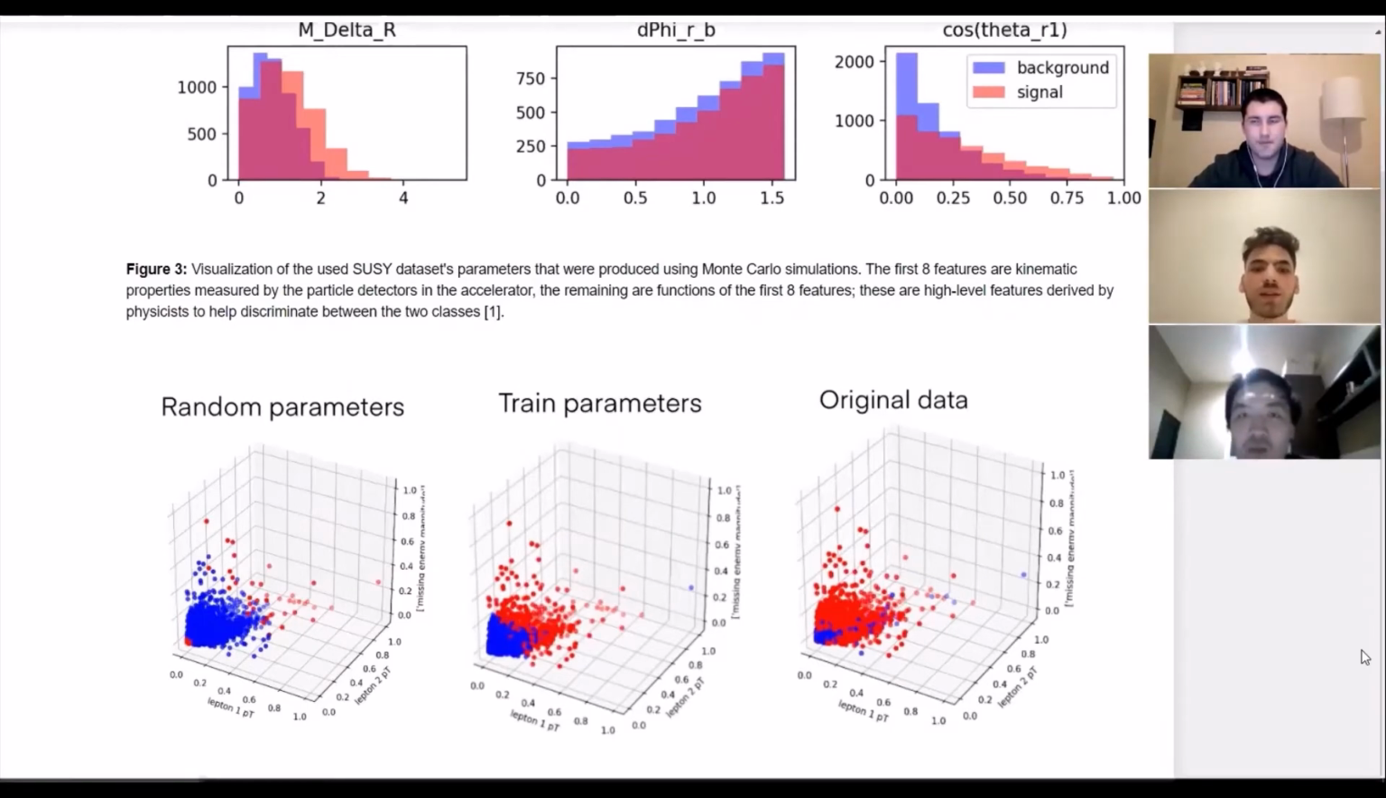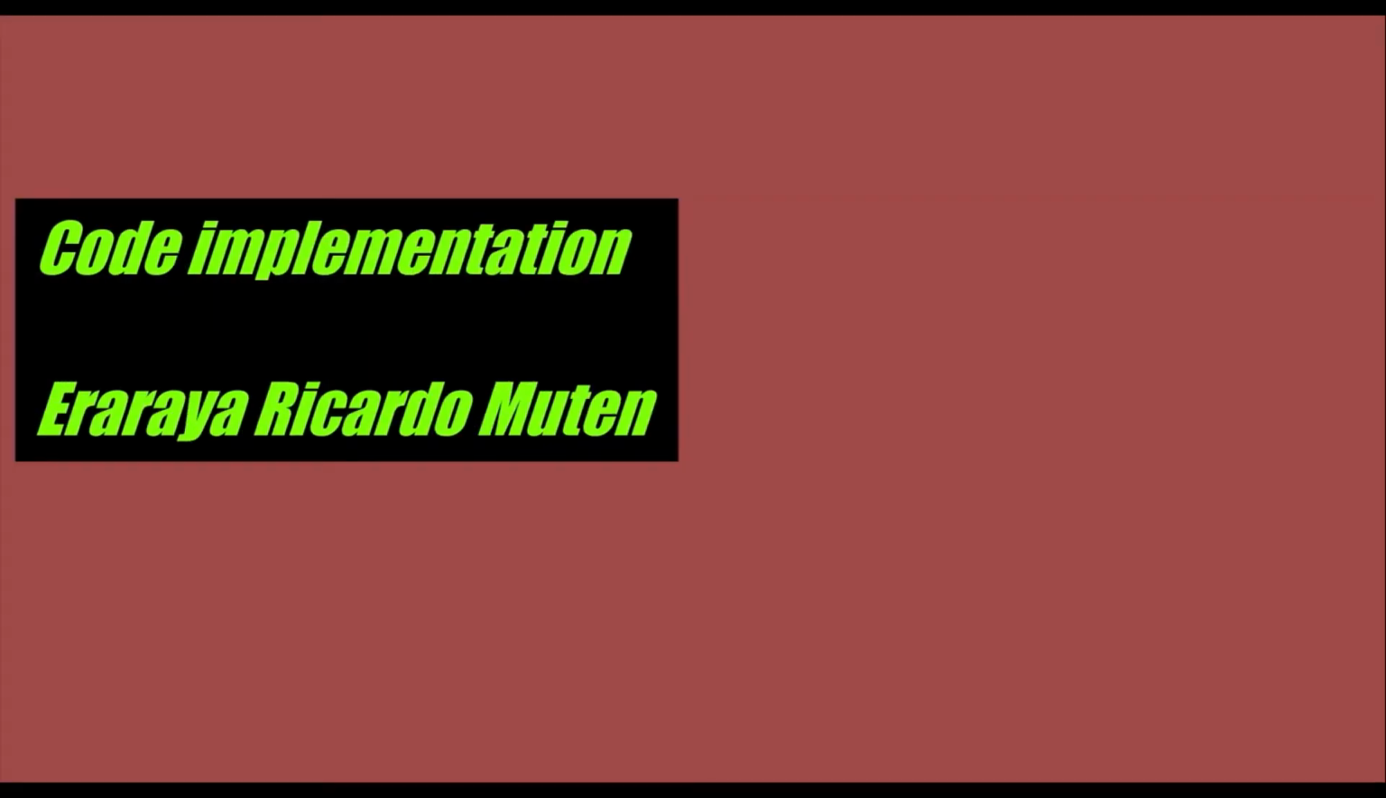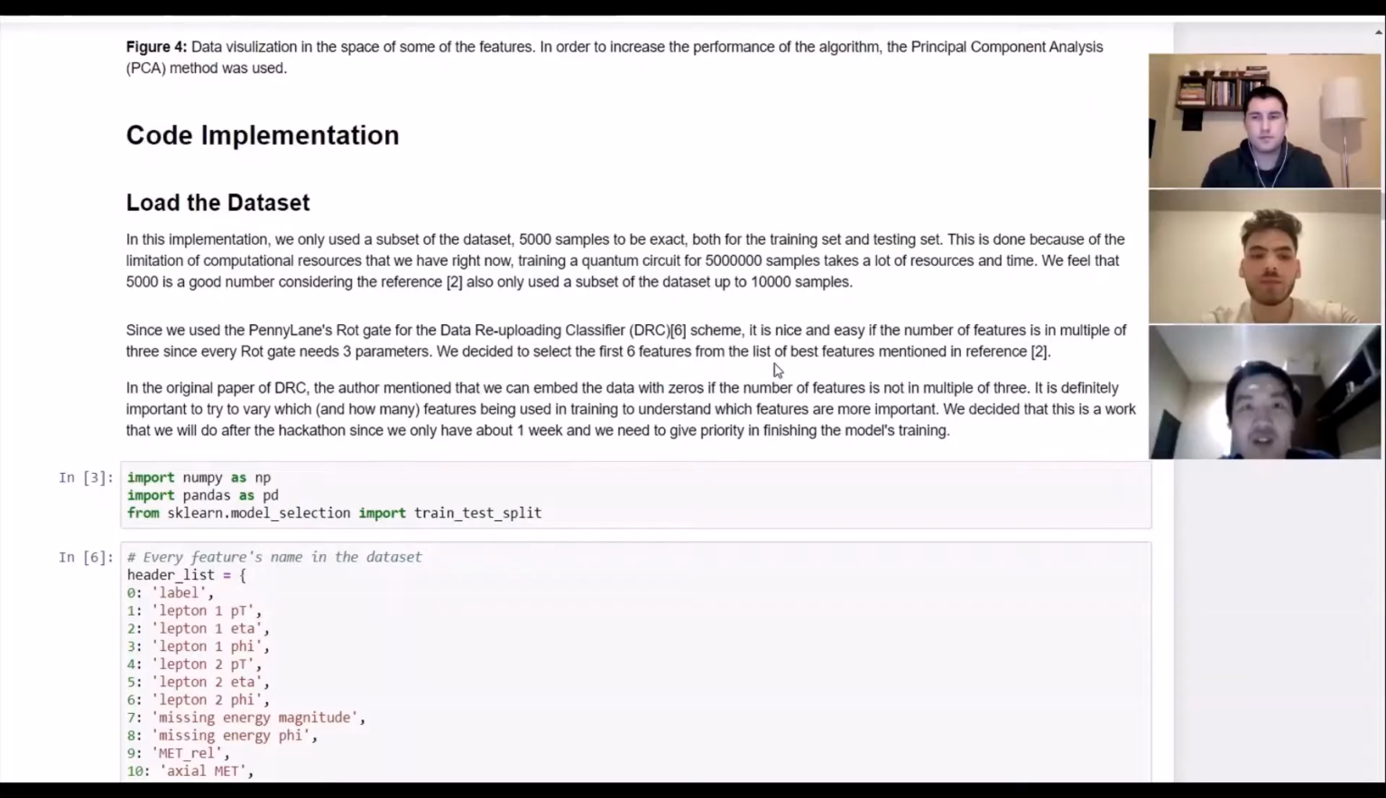Okay, now I will let Edu explain the code. Thank you, Andre, for the explanation of the datasets.